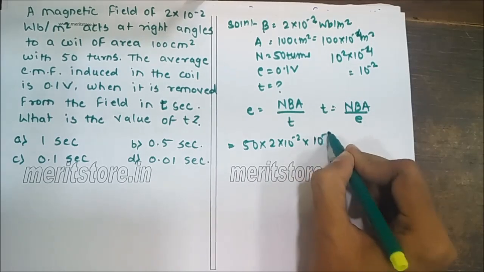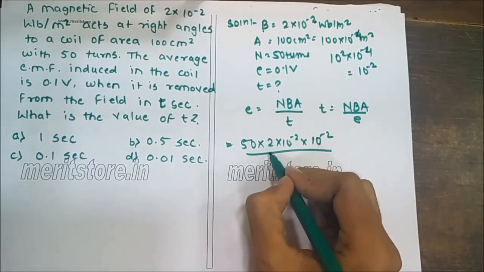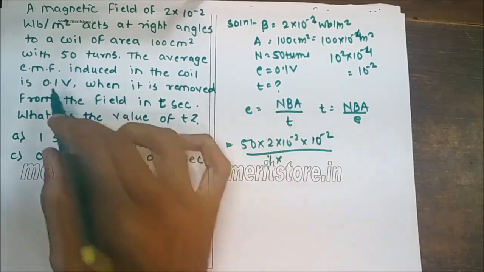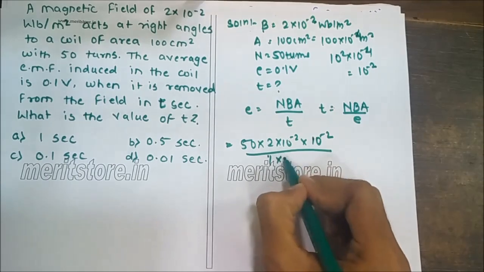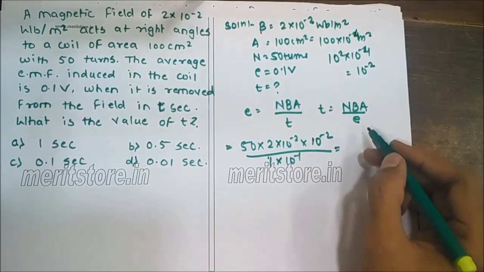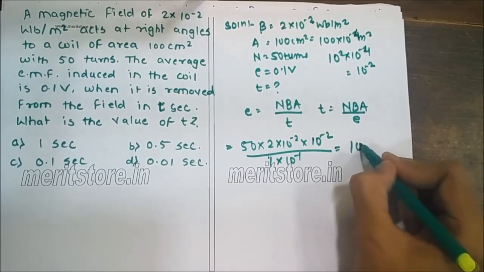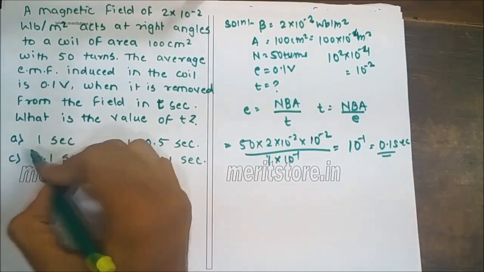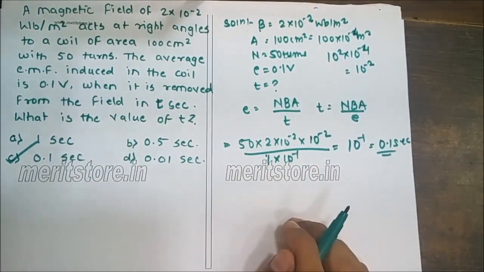So we substitute all the values, 50 into 2 into 10 raised to minus 10 multiplied by 10 raised to minus 2 upon E, that is 0.1 volt, so that will be 10 raised to minus 1. Everything cancels out, it gives us the value 10 raised to minus 1, that is 0.1 seconds. So the correct option is C, 0.1 second.